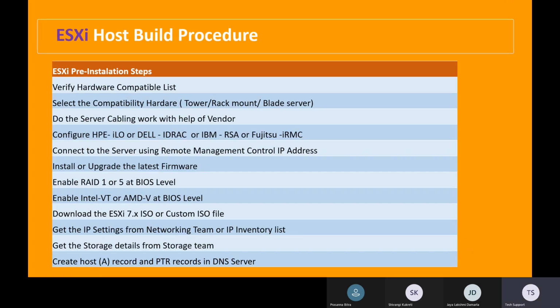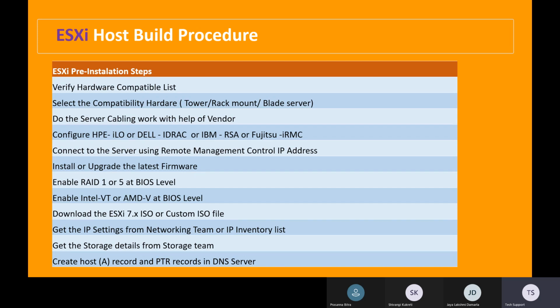Now we'll verify the ESX host build procedure. Same as the other day when we discussed the virtual machine build procedure. Whatever task we are performing in a real-time scenario, we should always maintain standard procedures. The standard procedure is that we should have pre-installation steps, an installation procedure, and post-installation steps. The other day we discussed the virtual machine pre-installation steps, the installation process to create the VM, and the post-installation steps.